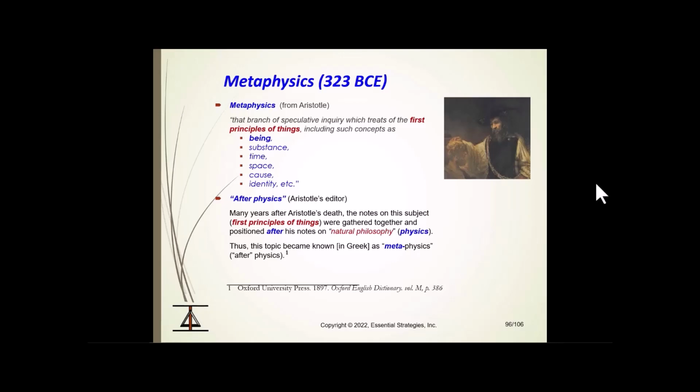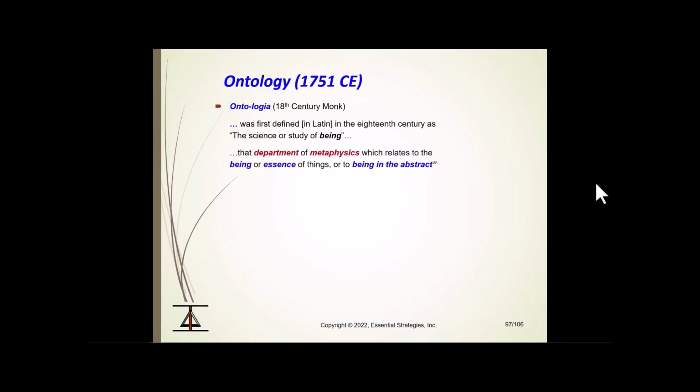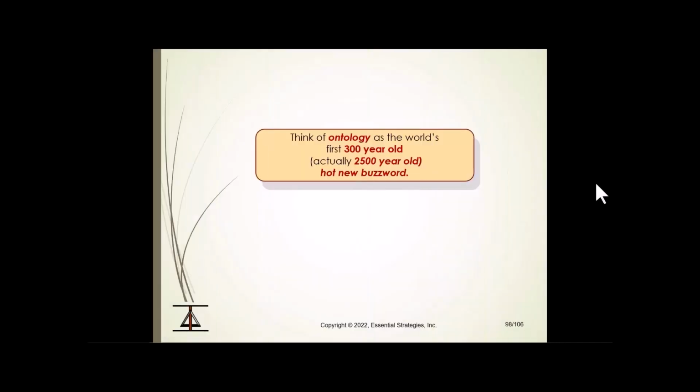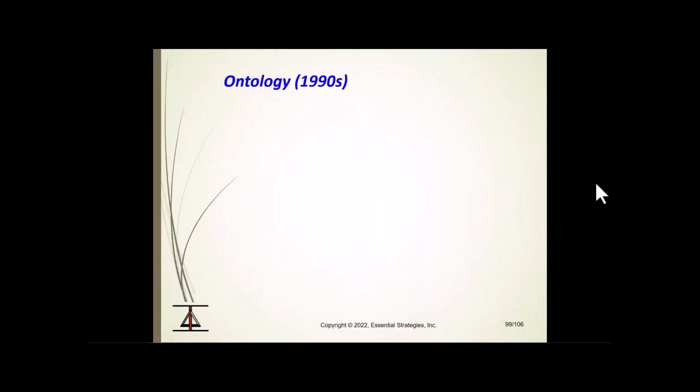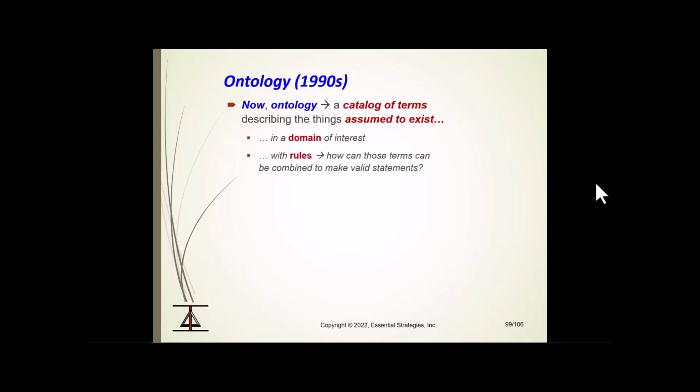Then in the 18th century, when Western civilization had moved from Greek to Latin, ontologia was first defined in Latin as the science or study of being. That department of metaphysics which relate to being or the essence of things, or to being in the abstract. Think of ontology as the world's first 300-year-old, actually 2,500-year-old, hot new buzzword. Now, ontology in the 1990s refers to a catalog of terms describing things assumed to exist in a domain of interest, with rules about how those terms can be combined to make valid statements, and the ability to make sanctioned inferences.